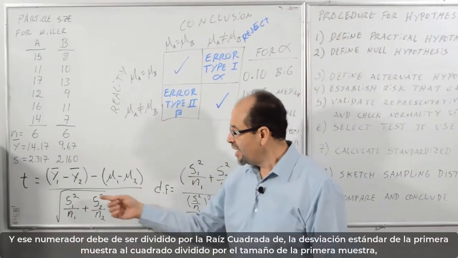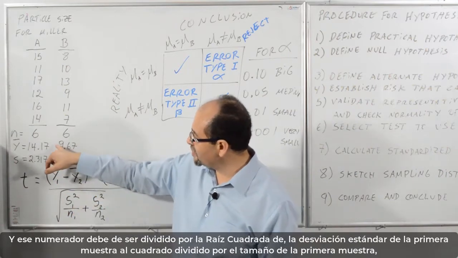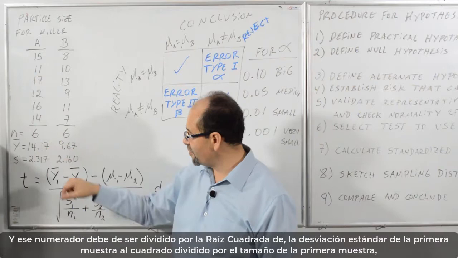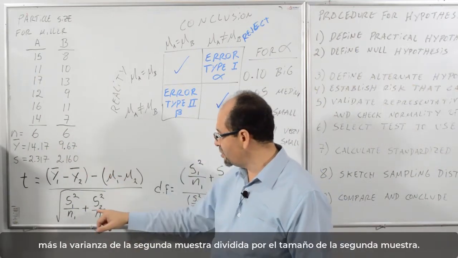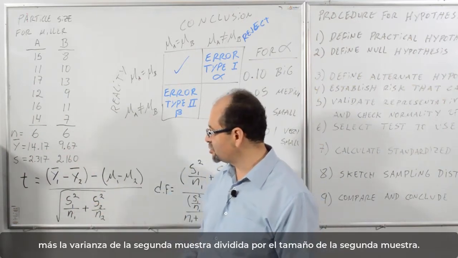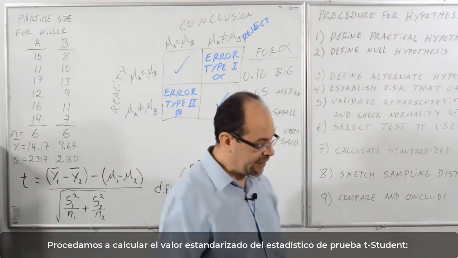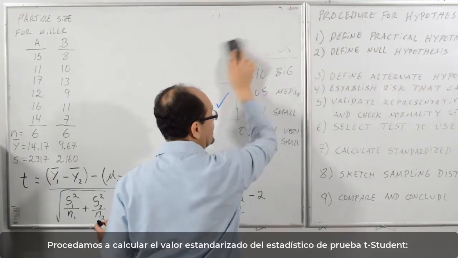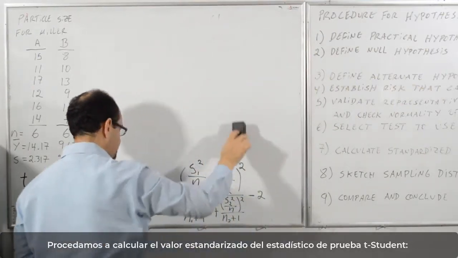And all of that is divided by the square root of the variance of the first sample divided by the sample size of the first sample, plus the variance of the second sample divided by the sample size of the second one. So I will be calculating this value. And well, let's do that. Let's calculate the standardized test for t-student.